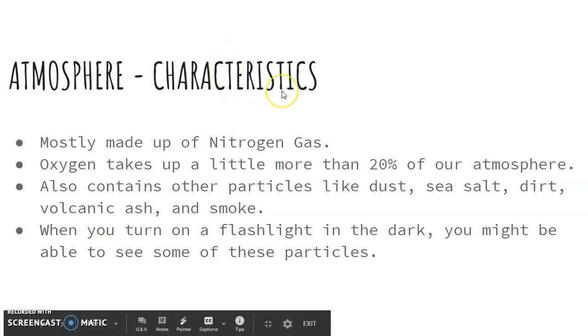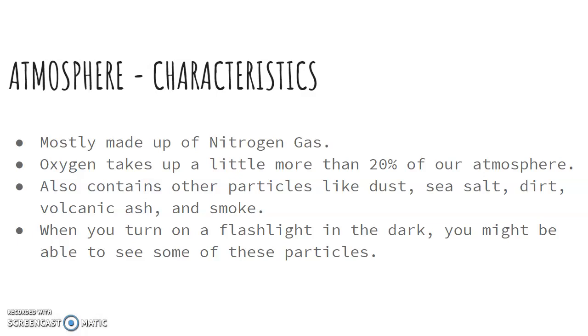Now, let's look at characteristics. Of course, the most common gas found in our atmosphere is nitrogen gas. If you remember, nitrogen gas is N2 in terms of the symbol that is used in our model. In fact, the atmosphere is composed of about 78 to 79% nitrogen gas. The second most common is obviously oxygen. It takes up a little more than 20% of our atmosphere, so between 20 to 21%, I would say.